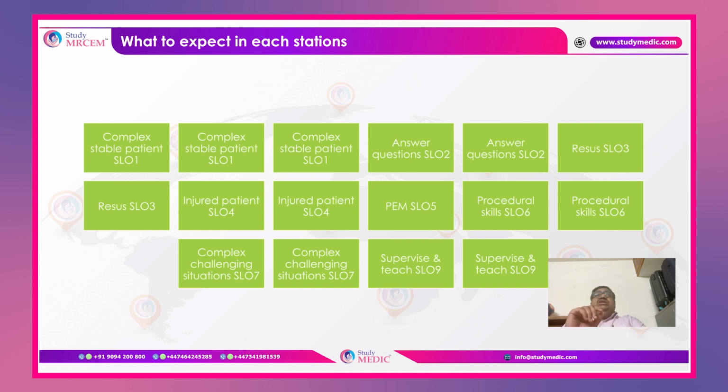So out of the 2 resus stations that you are receiving, 1 you have to mandatorily clear. All your resuscitation, ALS related stations will come in here. Then goes to the next SLO, that is the injured patient. The injured patient can be a hand injury, or a knee joint injury, or a cervical spine injury, anything of that sort, and multiple domains will be tested.